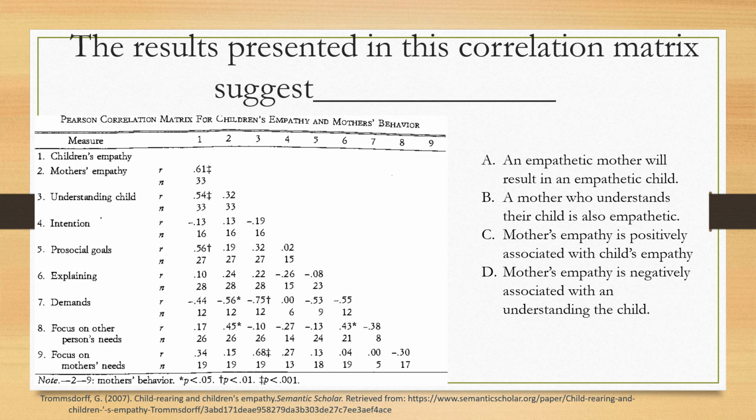Another way to display scores is in a correlation matrix. In this correlation matrix, we can see that a child's empathy has a positive 0.61 correlation with a mother's empathy. We can also see that a mother's demonstration of understanding the child has a positive 0.4 correlation with a child's empathy level, and so forth. We can also see the level of significance by referring to the asterisks and crosses that some correlation coefficients have. We will be discussing what these numbers and their signs mean shortly.